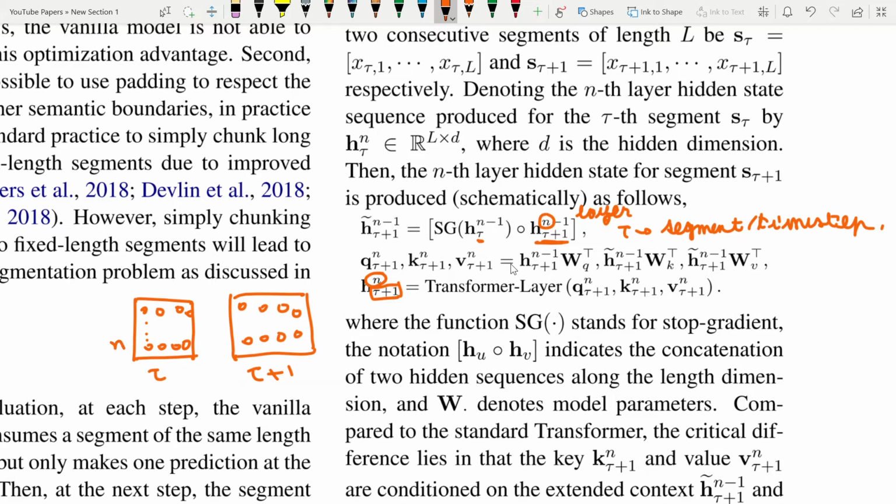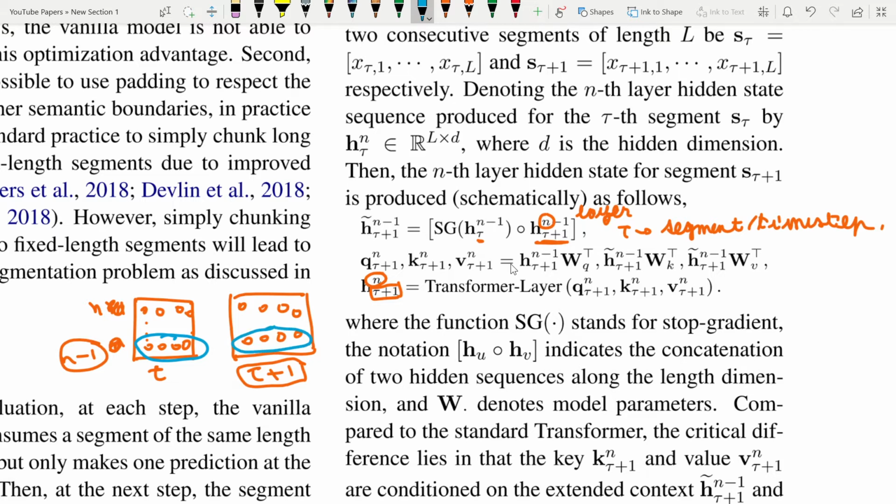Let's say this is n and this is n plus 1. So this is like for n minus 1, I'm sorry, this is n, this is n minus 1. So n minus 1 and tau plus 1. So this is sort of a pseudo hidden state. SG stands for stop gradient, we'll come to that. H tau n minus 1, so H tau, which is over here, and n minus 1, it's basically talking about this one, and H n minus 1 tau plus 1, which is this one.